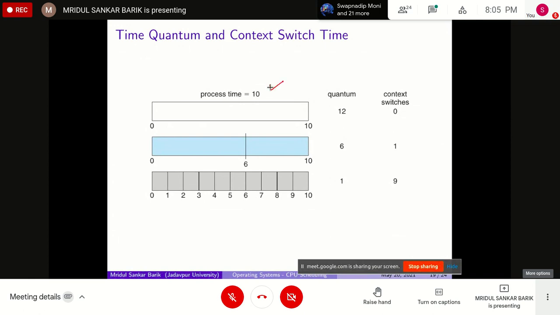Say a process's burst time is 10. If the quantum is 12, the number of context switches is 0. If the quantum is 6, the number of context switches is 1. If the quantum is 1, the number of context switches is 9. So this shows that as we go on decreasing the quantum size, the number of context switches increases.